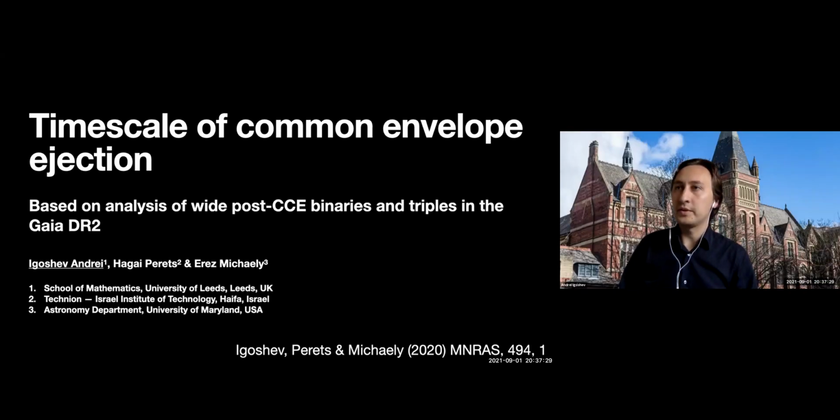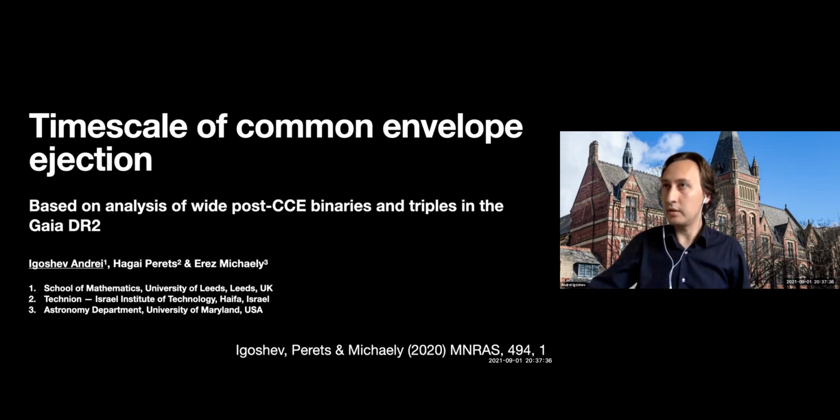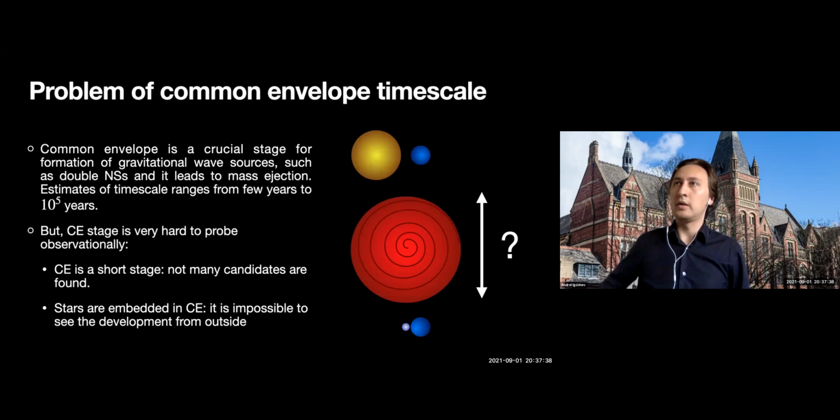Hello. So this work is done in collaboration with Hagai Perez and Erich Michaeli. So as we all know, common envelope is a crucial stage for formation of gravitational wave sources, such as double neutron stars, and it leads to a mass ejection. Looking at timescales for mass ejections, in the literature, we can find values ranging from hundreds of days up to 10 to the 5 years.